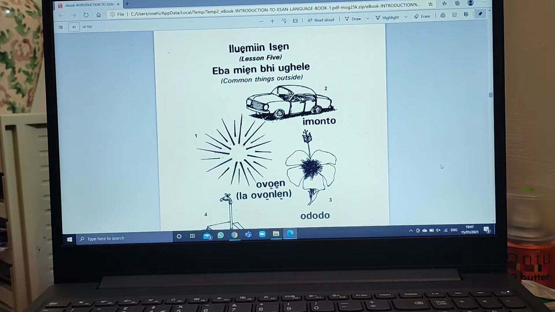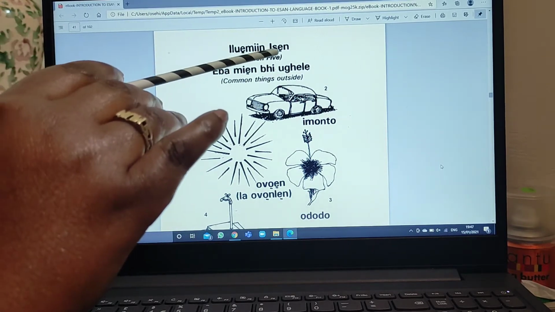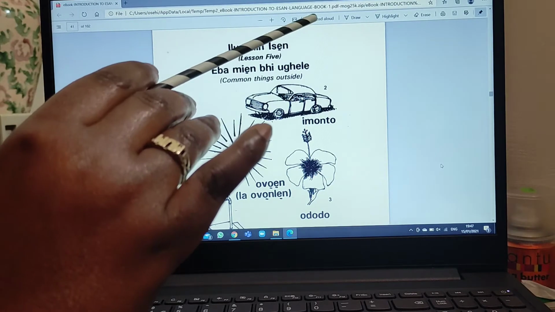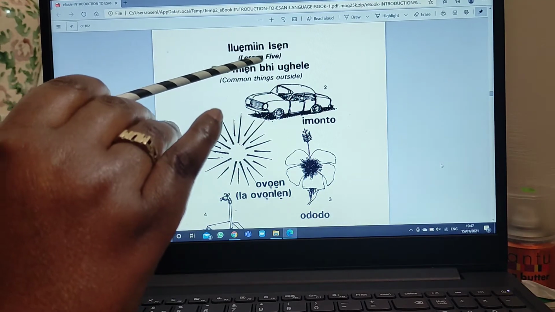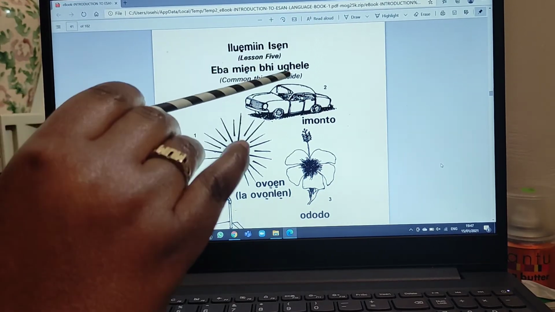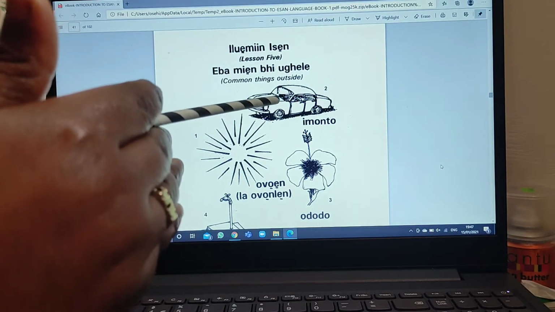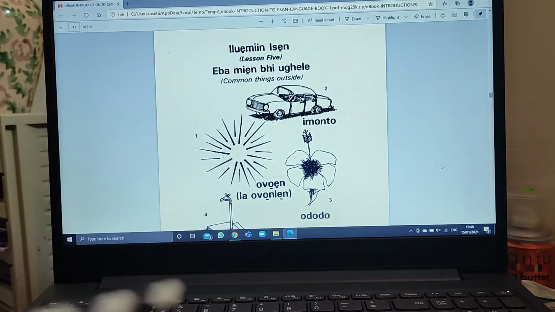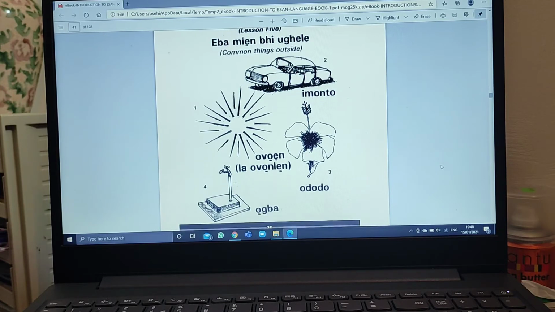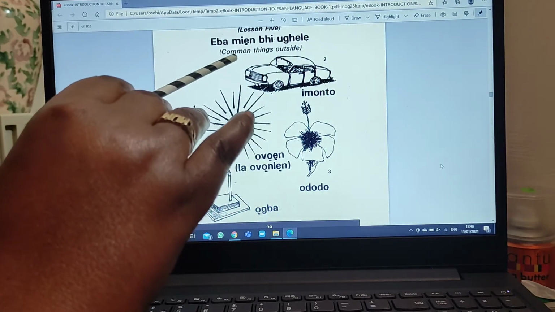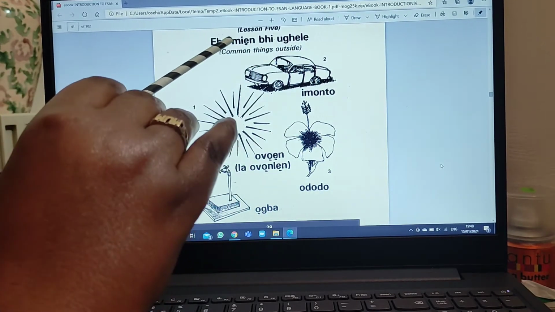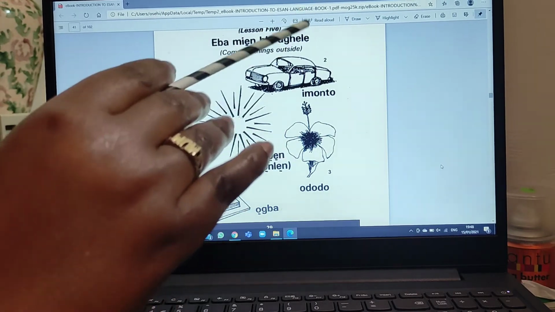Lesson 5, which is Ilwemi Esan. Esan is 5, which means lesson 5. Urele is like outside, so it can be explained as public place. That's usually where you play as well, like a playground. So anything outside or public place is Urele in Esan. So it means common things outside, which is Ebamiewi Urele.